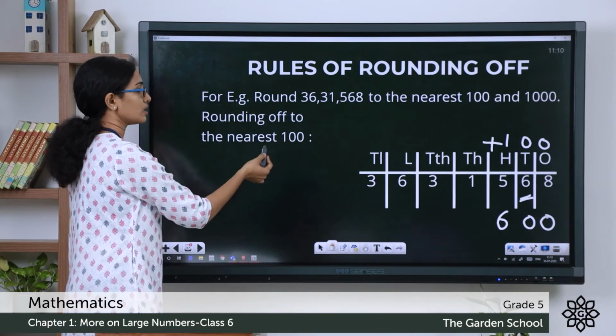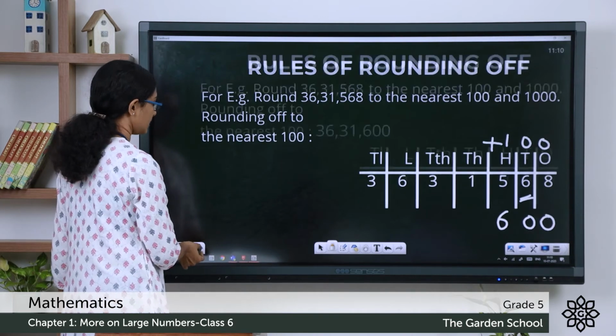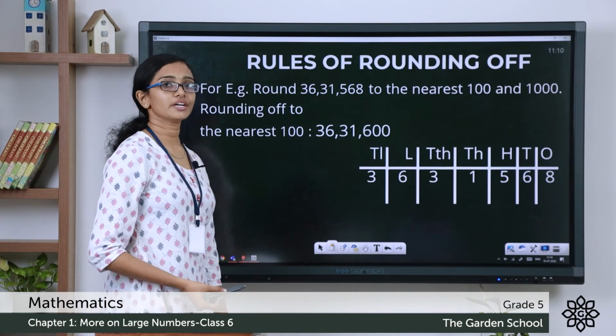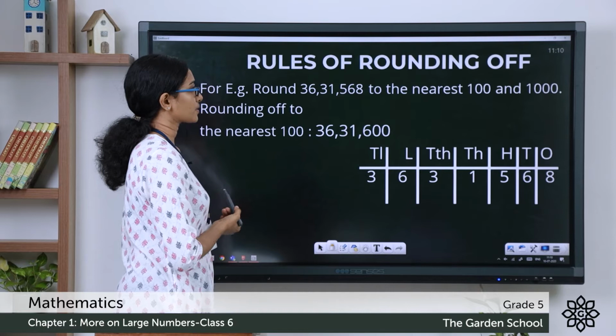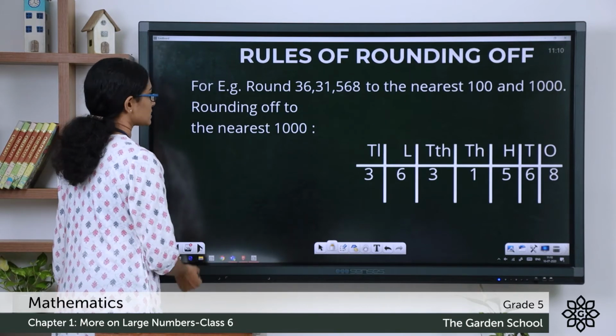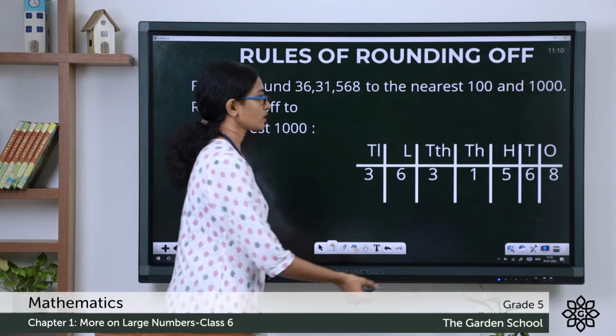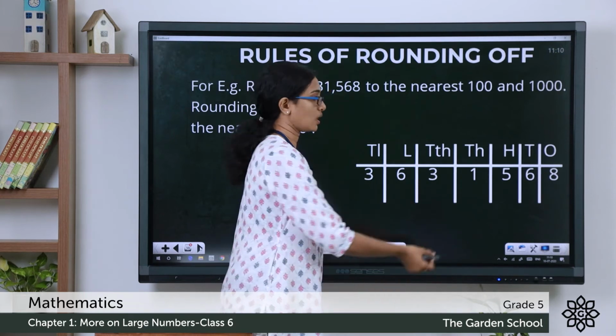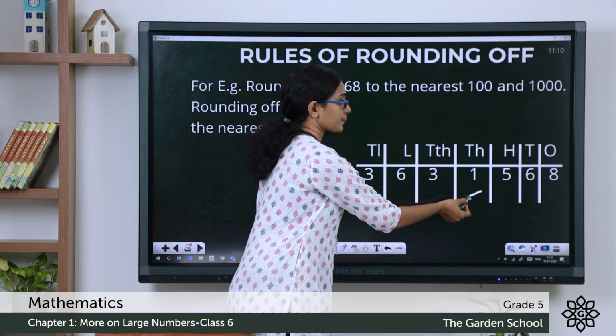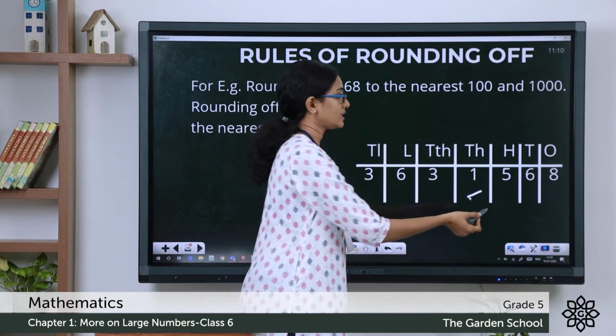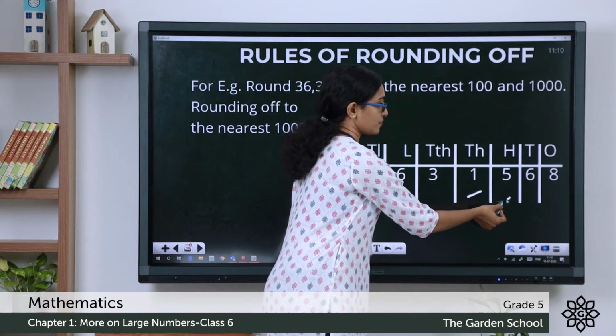So this number rounded off to the nearest 100 is 36,31,600. Now let's round it off to the nearest 1000. Here the rounding digit is the thousands digit, which is 1. The digit to the right of it is the hundreds digit, which is 5.